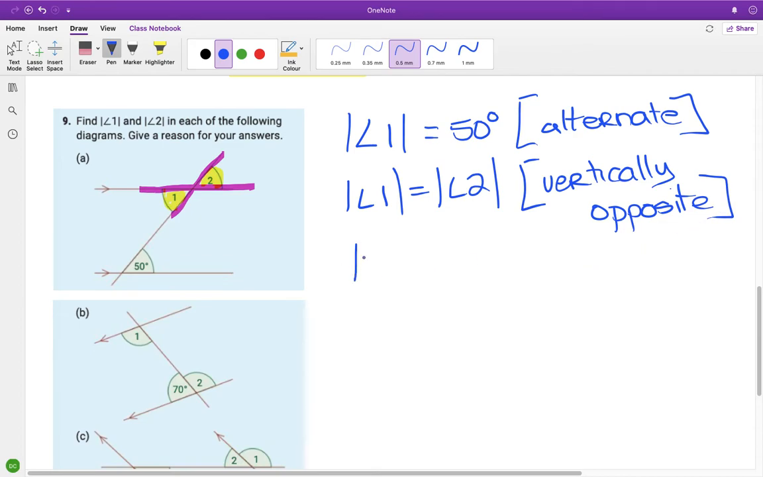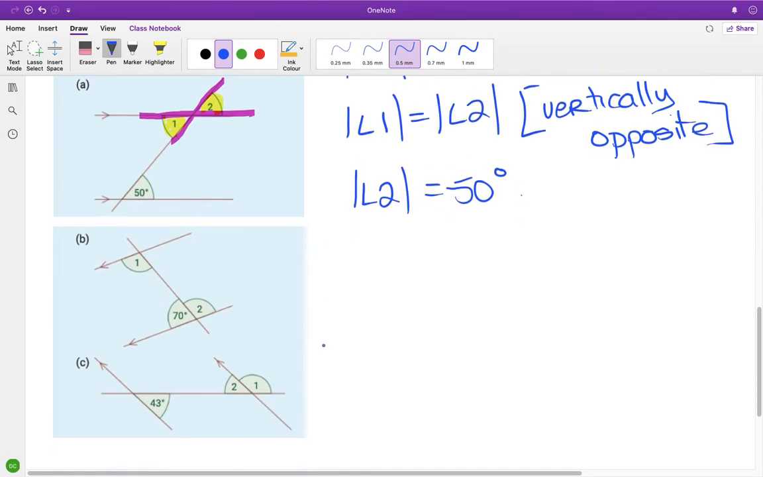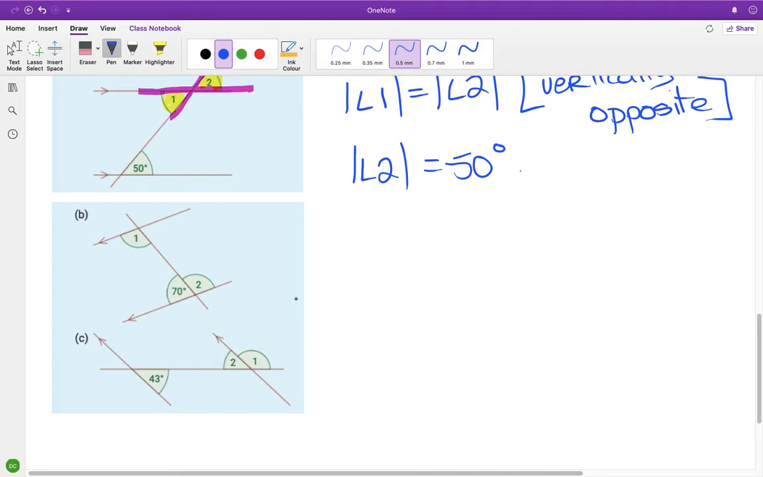So then I can say that angle 2 is also equal to 50 degrees. Alright? Number 2, so again, we'll just highlight it quickly. Parallel lines, transversal. Okay, so I'm allowed to look for my Z's. Can I see one? I can.